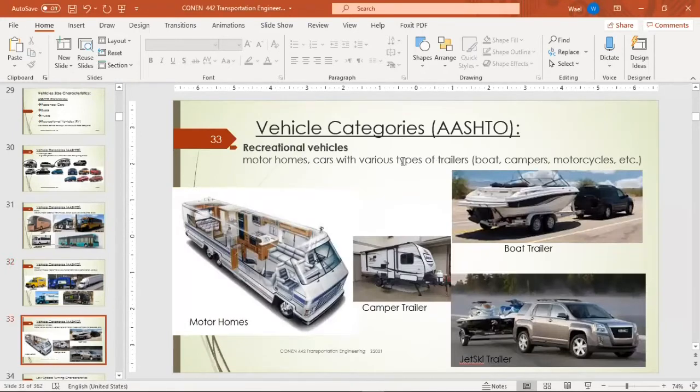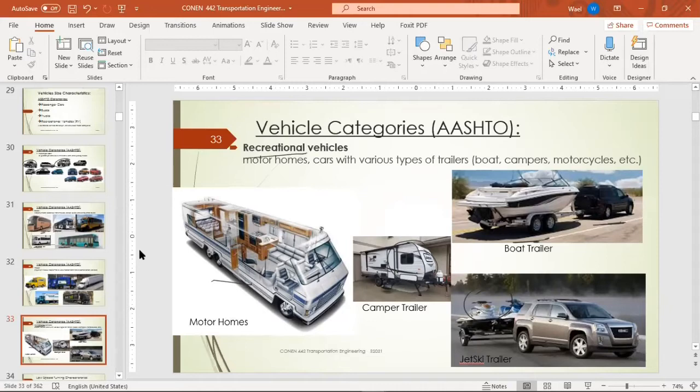Now, what are these? These are recreational vehicles. It starts with a motorhome, which is basically a bus, but it's retrofitted to be a motorhome. So that's the first one on the list. Then any car after that is a passenger car, but it's towing something. Here it's towing a boat, here it's towing a jet ski or this camper. If a passenger car is towing one of these, then it's considered a recreational vehicle.